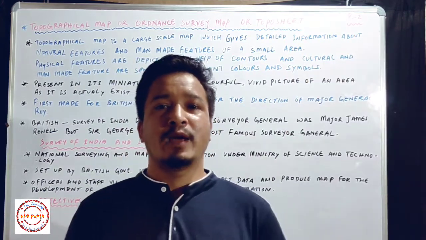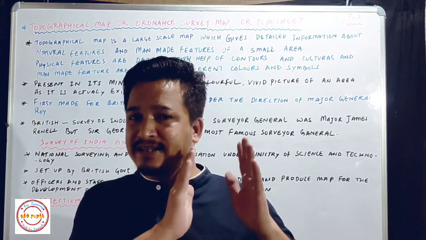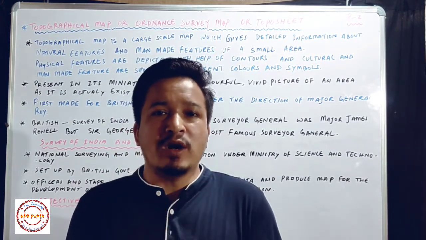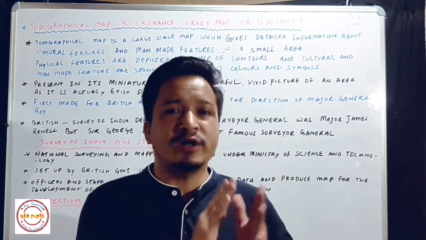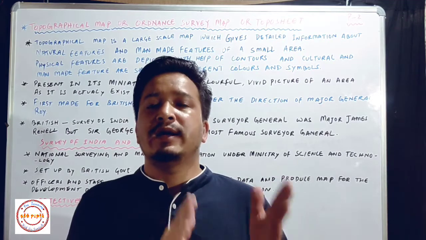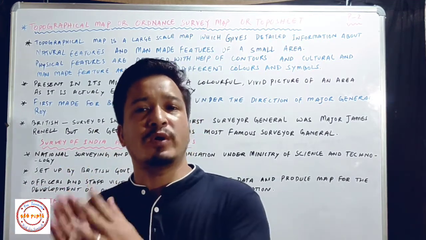So students, what is a topographical map? A topographical map is a large scale map. Why is it a large scale map? Because it shows a small area with more detail, right? And it shows natural physical features and man-made physical features on it.